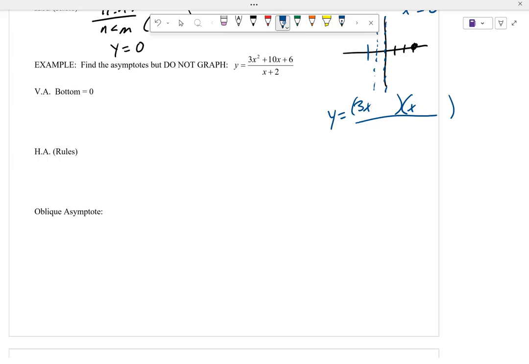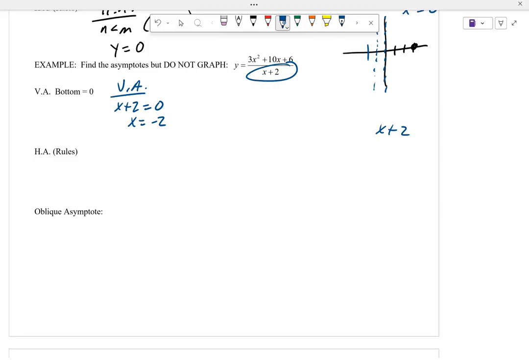Yeah, that doesn't factor. Okay, so it doesn't factor. So we can just say, well, we've got a vertical asymptote. Where's this thing undefined? At -2. Horizontal asymptote. Well, the degree of the top is 2.